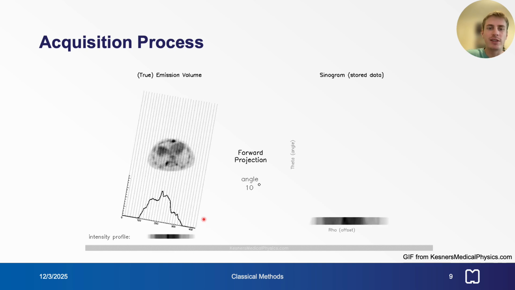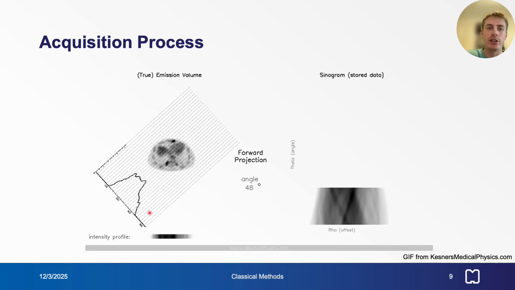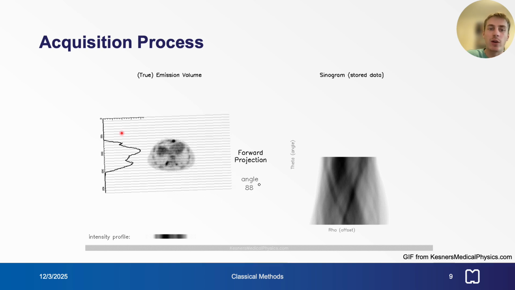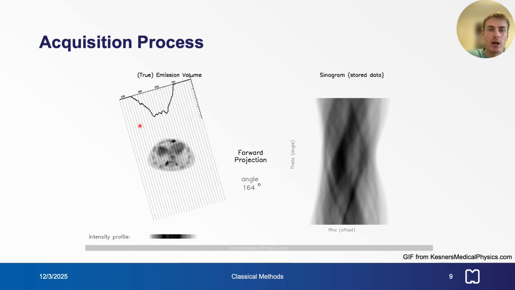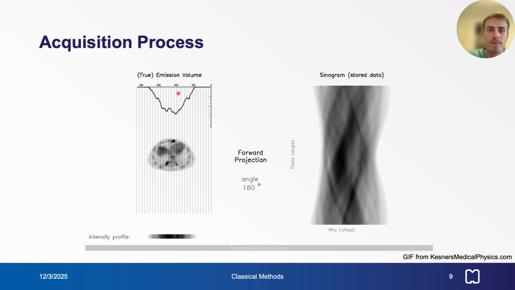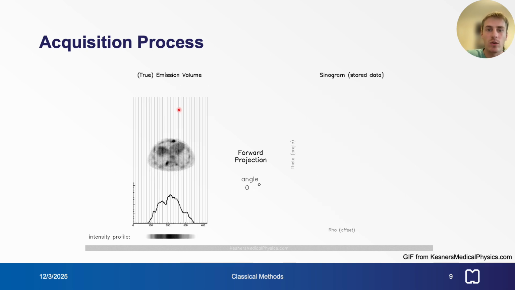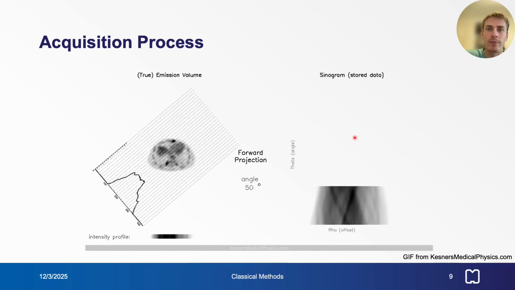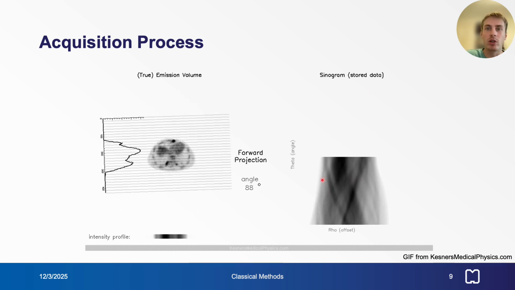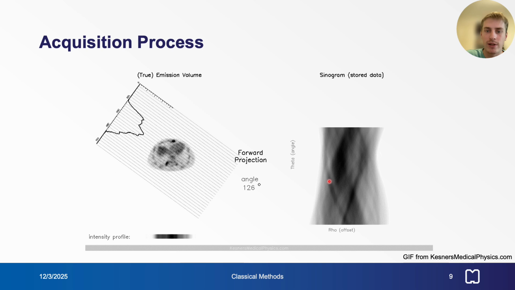So what you can see here is a dynamic visualization of the acquisition process of a CT image. So as a set of projections is obtained at each angle, this allows us to generate what is known as a sinogram. And this sinogram corresponds to our raw measurements.